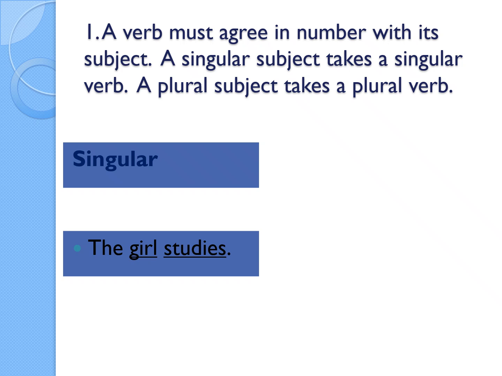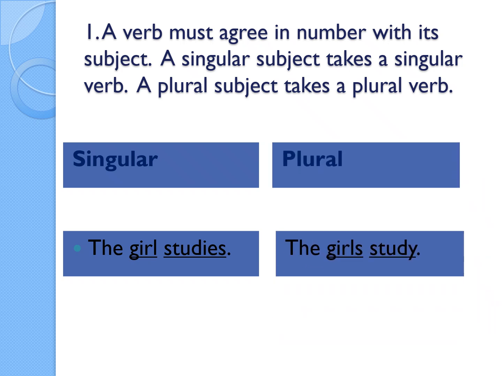One female person is mentioned. So it must have a singular verb which is studies. Studies is from the base form study. So to make it singular, change Y to I and add ES to make the word studies a singular verb because the subject in the sentence, girl, is singular.